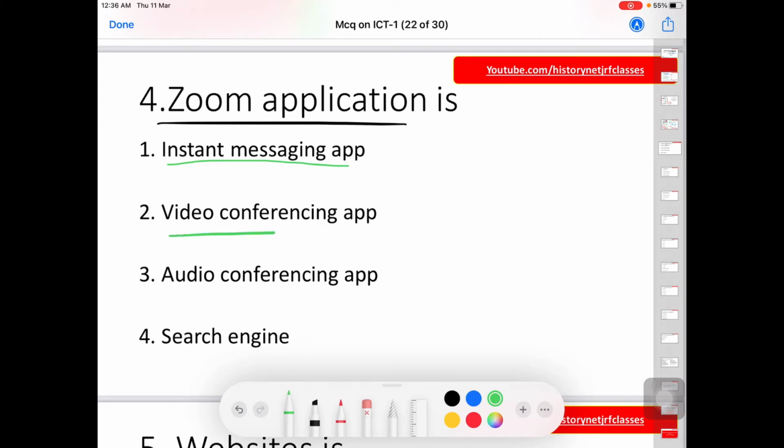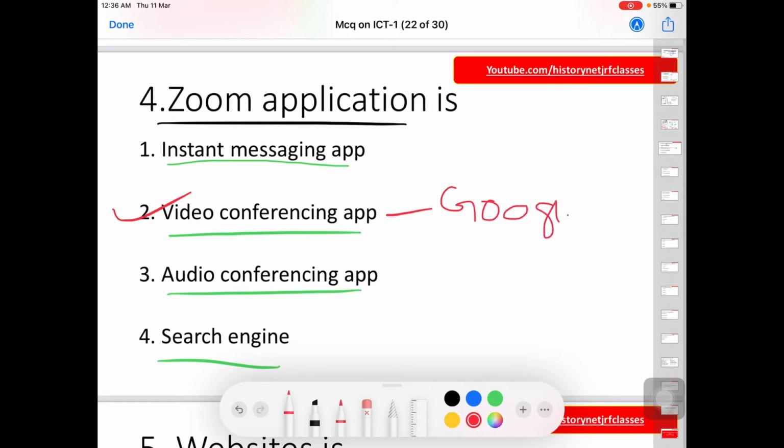Next question is, Zoom application is which kind of application? Instant messaging app, video conferencing app, audio conferencing app, or search engine. So the correct answer is video conferencing app. It is basically a video conferencing app where you can have a video meet. Another similar popular video conferencing application is Google Meet. It is very popular.